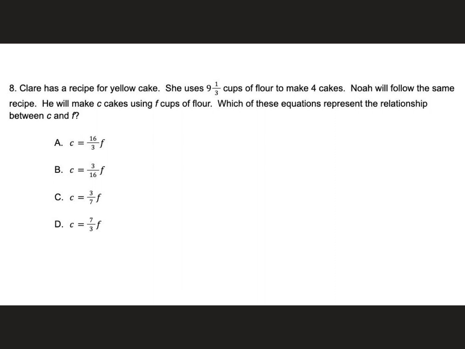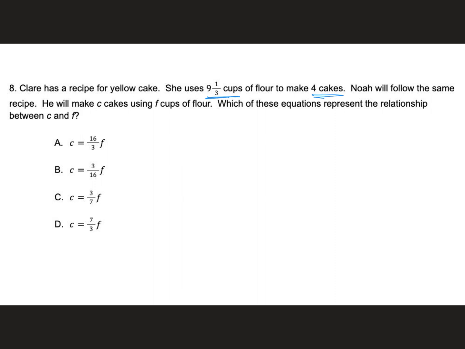All right, last one. Claire has a recipe for yellow cake. She uses 9 1/3 cups of flour to make 4 cakes. Noah will follow the same recipe. He will make C cakes using F cups of flour. Which of these equations represents the relationship?